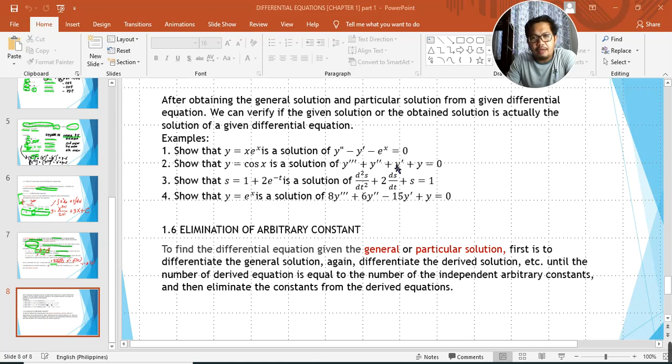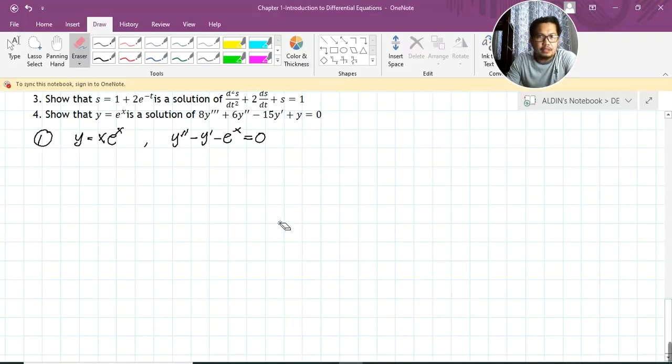Paano ba ipuprove natin yon? So to verify this or to prove this, dapat itong both side na to maging equal. So this must be equals to 0. Okay? So using this solution, gagamitin natin to para maging 0 itong differential equation na yon. Okay? So how? Let us solve this example 1 to 4 dito sa ibang page.